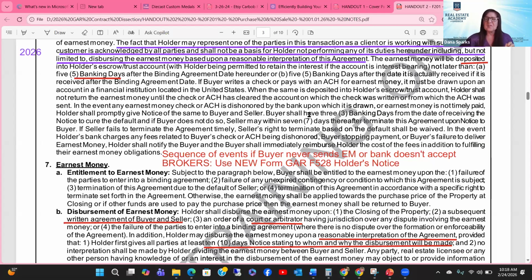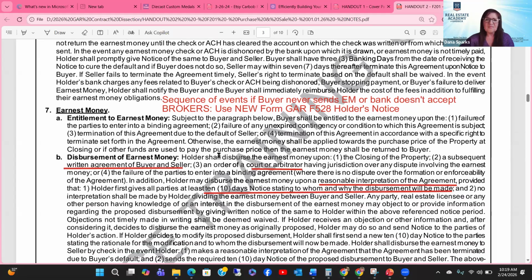Then the buyer's in default. The buyer has 3 banking days to cure. If they don't cure, the seller then has 7 days, calendar days, to terminate this agreement. If the seller does not terminate the agreement, you go to closing with no earnest money in the deal.